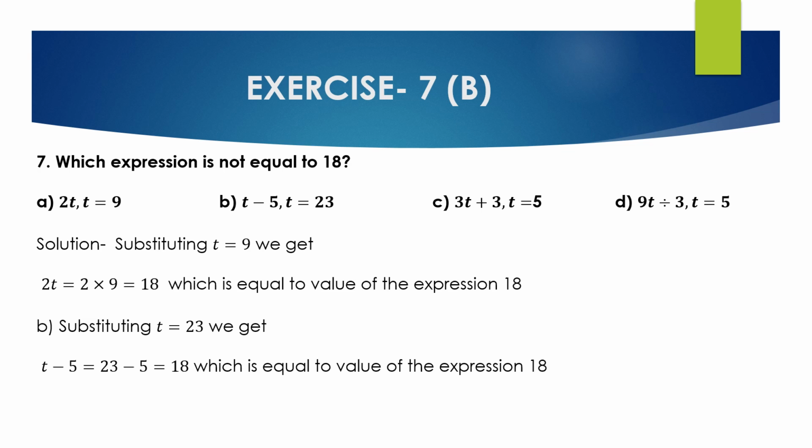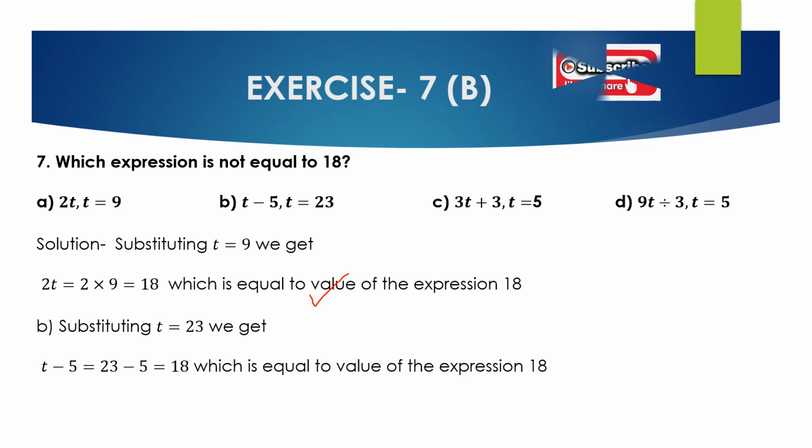Now we solve question number 7. Question number 7 is: which expression is not equal to 18? Options given are: first option is 2t, t equal to 9. Substitute the value of t equal to 9 in the expression 2t. 2 multiplied with 9 is 18. 18 is equal to 18. So this is not correct.